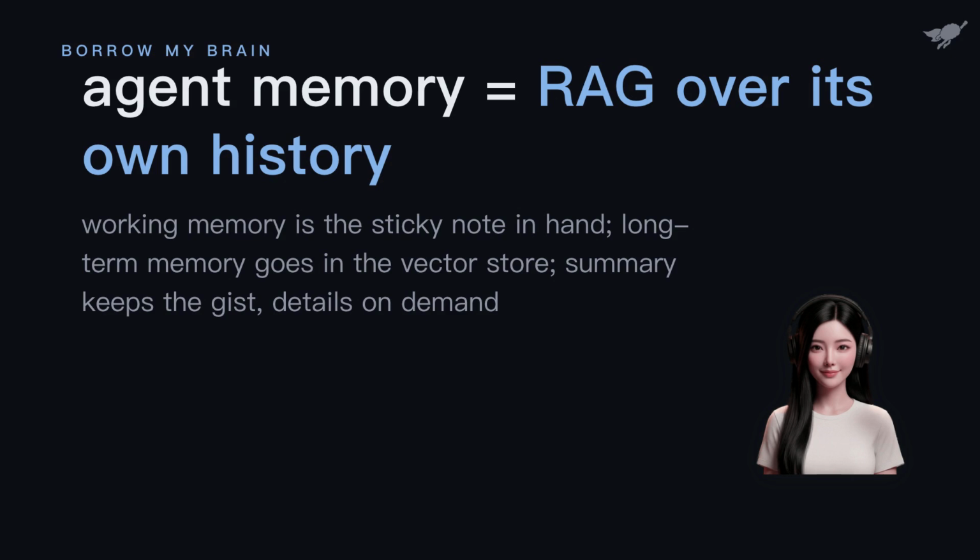Tell the two apart. The handful of turns right in front of you is working memory, like a sticky note. What you drop into the vector store is long-term memory, like an archive room. And summarizing isn't deleting, it's squeezing 10 turns down into one line. Customer is returning an item, account number ACC 4021. The gist stays, and if you want the details, you can still look them back up.